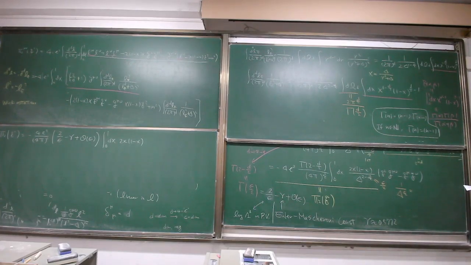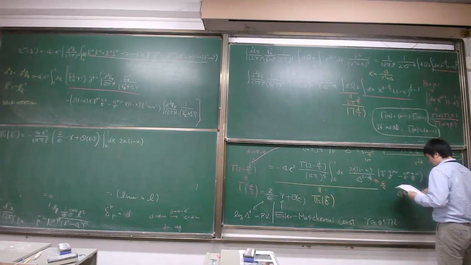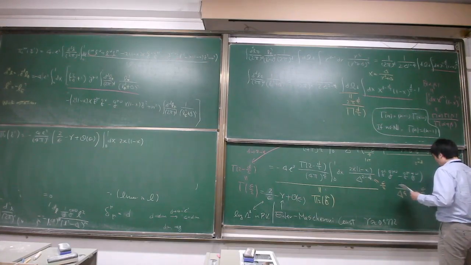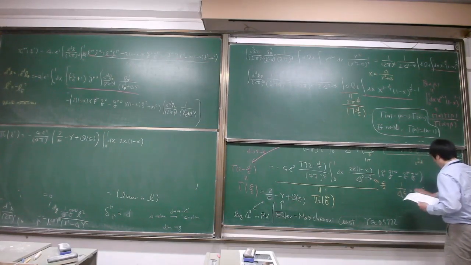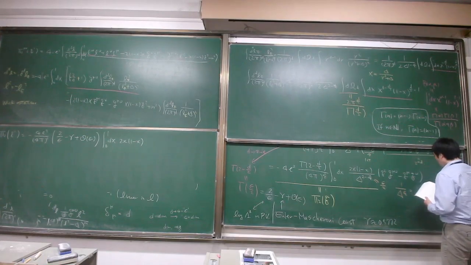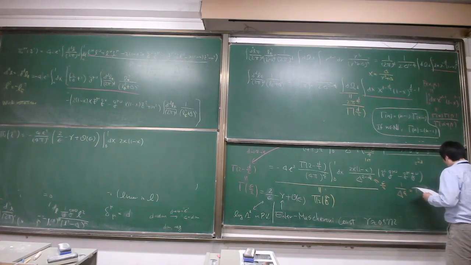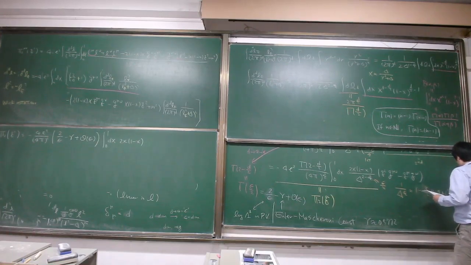How do we treat this one? It's 1 minus, by Taylor expansion, 1 minus epsilon over 2 log delta plus order epsilon squared.